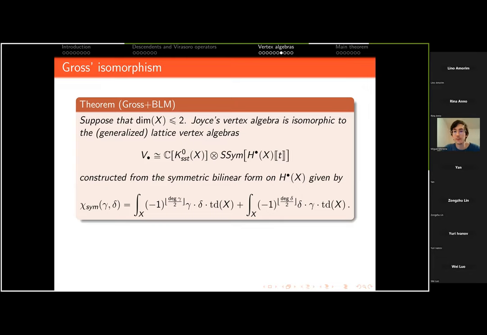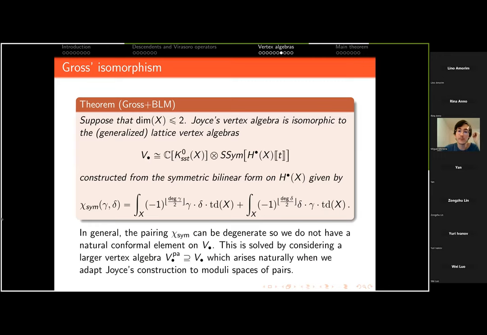Okay, thank you. So, as I was saying, this comes from this symmetric bilinear form. Now, if you remember what I said a while ago, from a symmetric bilinear form you can always construct a vertex algebra, but not always a conformal element. You can only construct a conformal element when this form is non-degenerate. And this will not be the case in general. For example, if you take a curve with positive genus, this will be very degenerate. So what we do instead is look at a larger vertex algebra, which is a pair version of this vertex algebra, which as a vector space is just the tensor of V with V, but not as a vertex algebra.